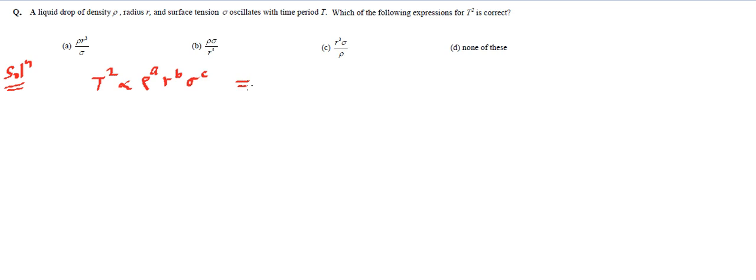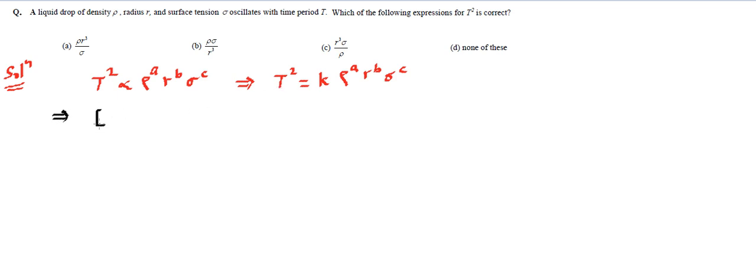Then let's remove this proportionality symbol and write t square is equal to some dimensionless constant and rho raised to power a, radius raised to power b, sigma raised to power c. What we need to remember is to find the dimensions of each and every physical quantity involved over here. So now we will write the dimensions on the left hand side and right hand side, then we will compare. So writing the dimensions on both sides. This is time period, that's a t.